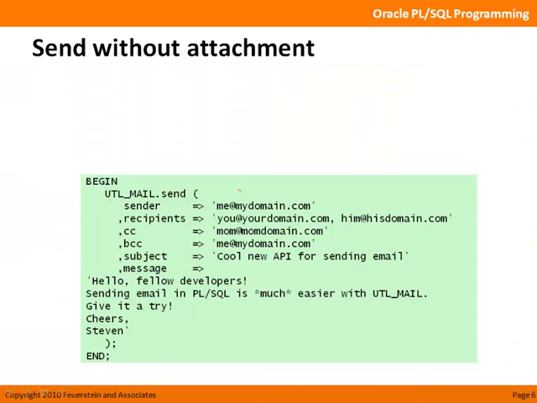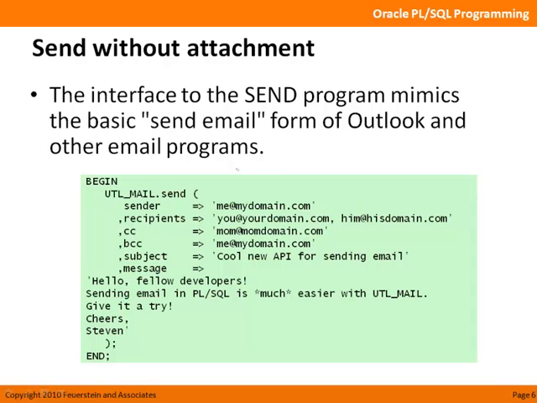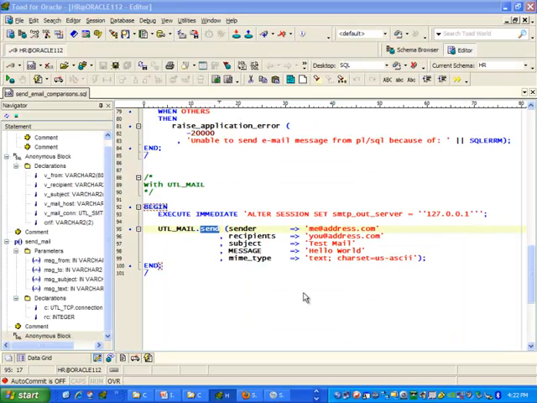So basically there are two different combinations of programs you can run. One is the SEND procedure, to send an individual email. So UTL_MAIL.SEND, you specify the sender, the recipients. You can specify a copy, blind copy, the subject of your email, and the message. So this is a version of sending an email without an attachment. And you'll find in this file exactly the same thing.